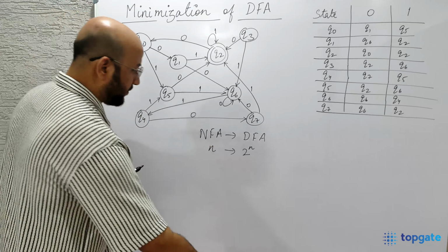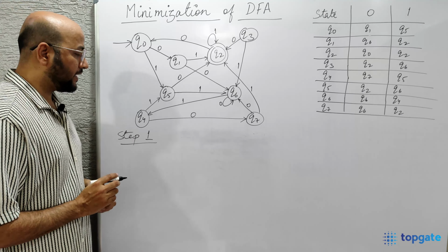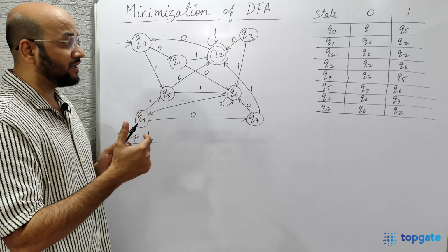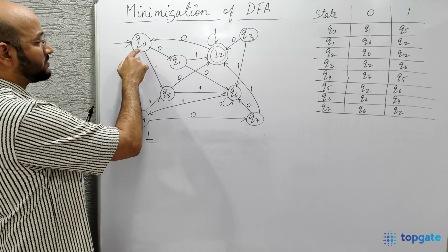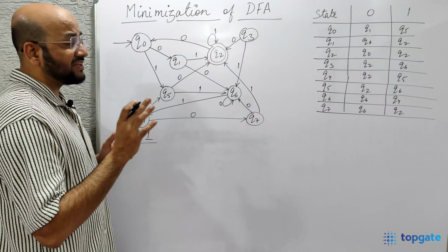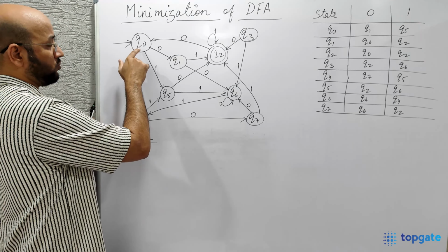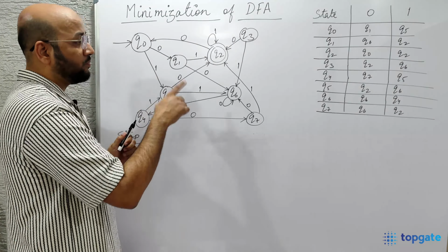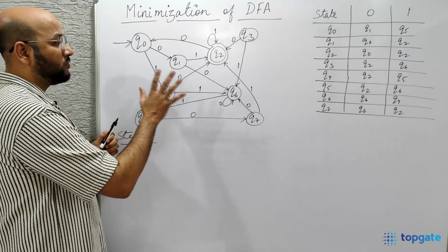Step 1 of this particular method says that we have to remove all those states from this DFA which are not reachable from the initial state. Here I have Q0 as the initial state, Q2 as the final state. There is a possibility that there are several states which are not reachable from the initial state. That means if I start the journey from Q0, I am not able to reach that particular state. So that particular state needs to be removed from this DFA. Why? Because it is not taking part in producing any particular output for this DFA.